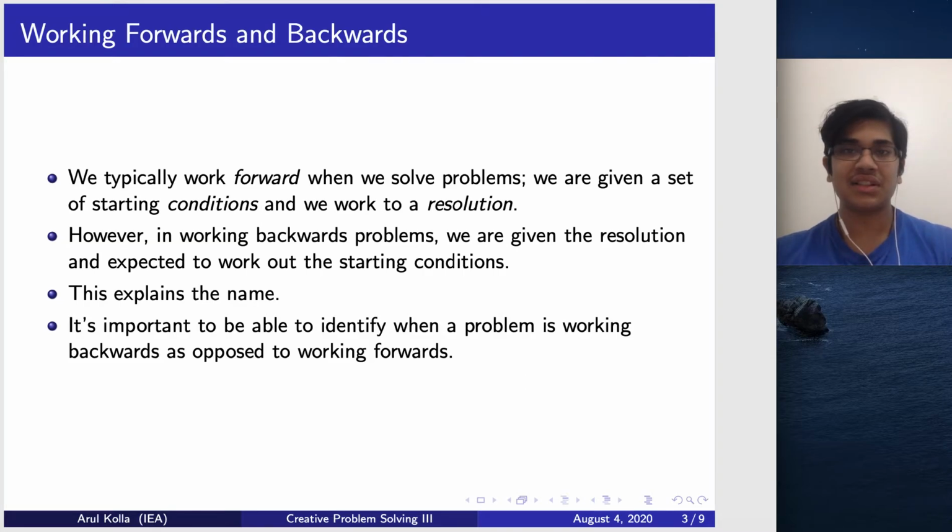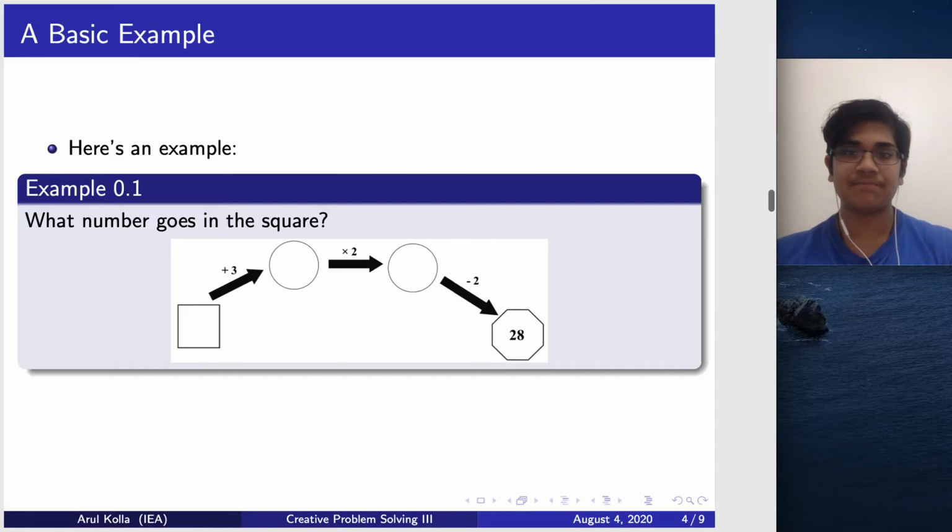So let's take a look at a concrete example of this. The question asks what number goes in the square. You have a square here, plus 3 goes to this circle, times 2 goes to this circle, minus 2 goes to this octagon, which has the number 28. The question is asking what goes in this square. You can pause the video now if you want to try it out for yourself.